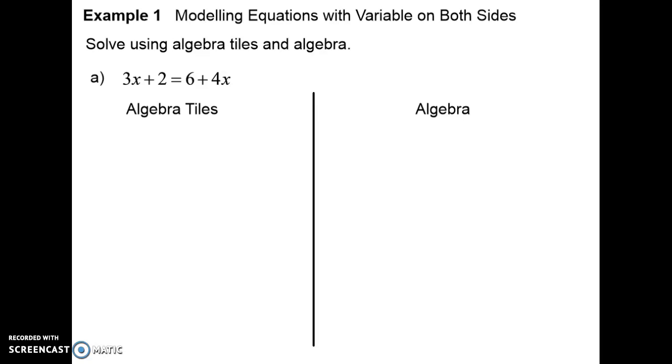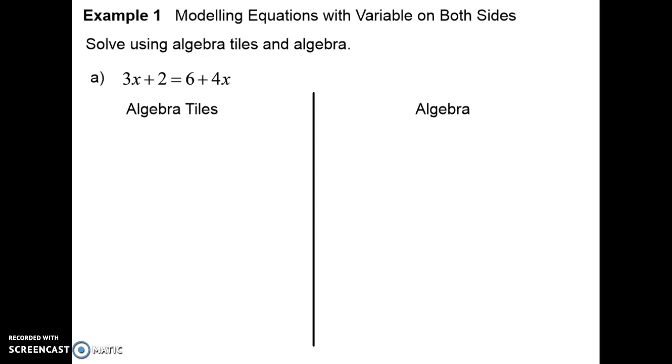Okay, this is section 6.2 and example 1. We're looking at modeling equations with a variable on both sides. We're going to solve this using algebra tiles and just using algebra. So we have 3x plus 2 equals 6 plus 4x.